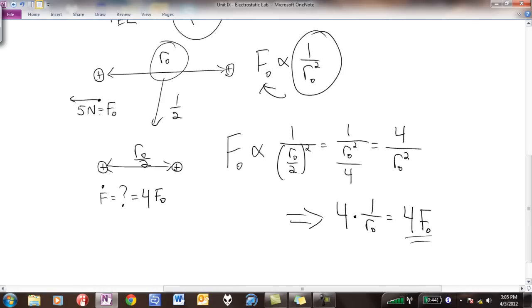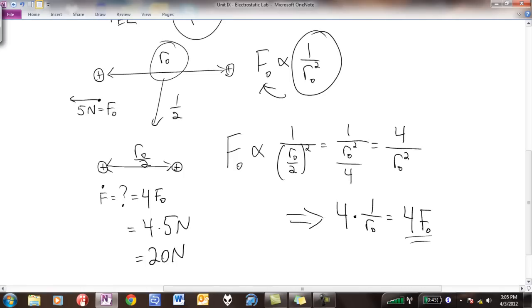So if I go back to my original force is 5 newtons, I take 4 times 5 newtons, and that will give me a total of 20 newtons. So you look at this and you can say, oh, hey, by cutting something in half, I will take that original force value and multiply it by 4. Interesting things that start to occur.